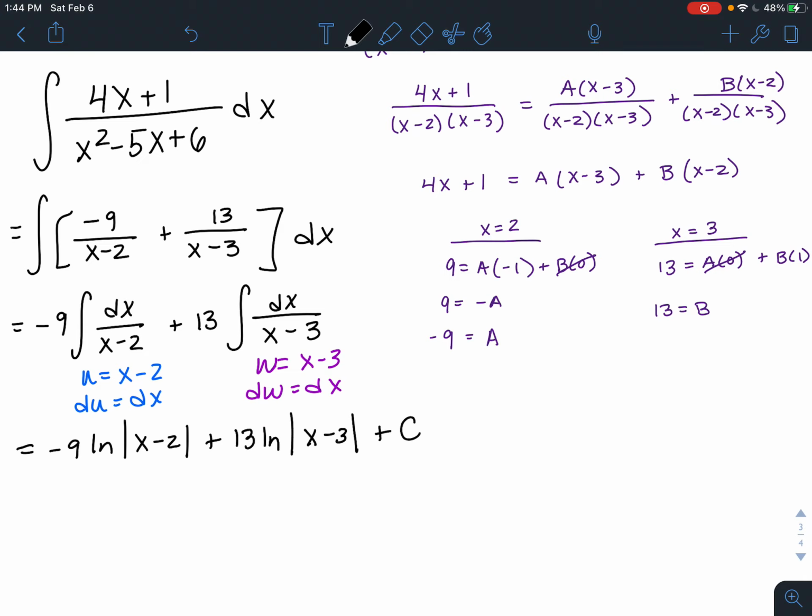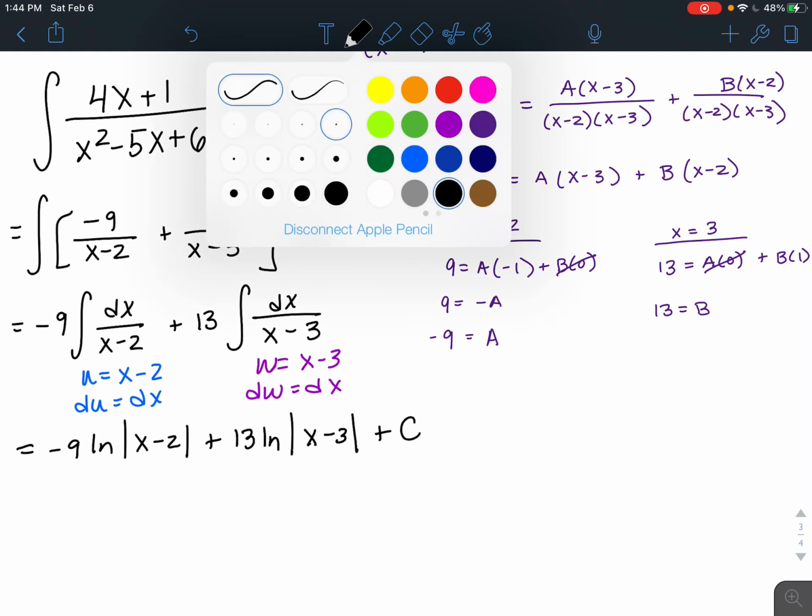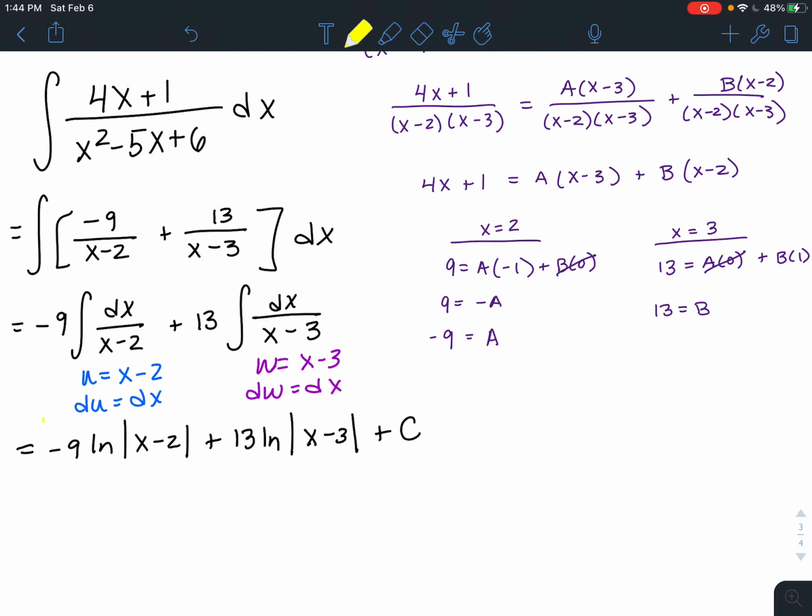all plus C. And I can do that here because I have linear binomials in the denominator and they have coefficients of 1 next to the x's. So I don't have to worry about a du happening, right?